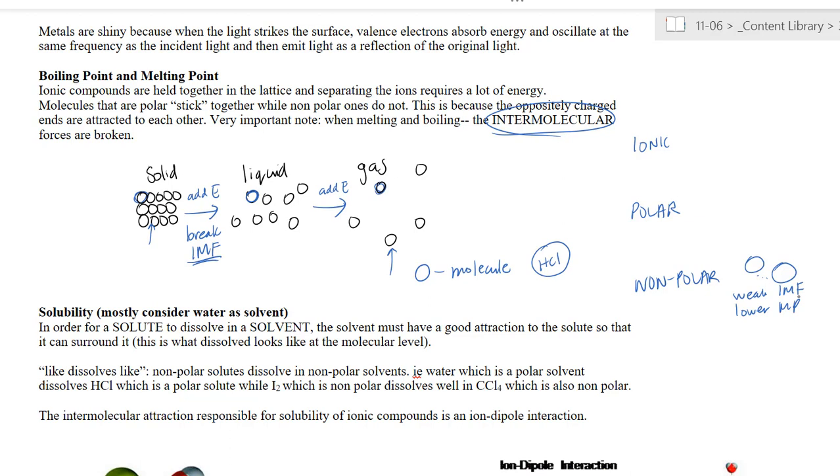And these are also then more likely gases at room temperature. For polar molecules, their intermolecular forces are a little bit stronger. Because when we have a polar molecule, that means that within the molecule, there's some part of the molecule that is slightly positive, and there's another part of the molecule that is slightly negative.